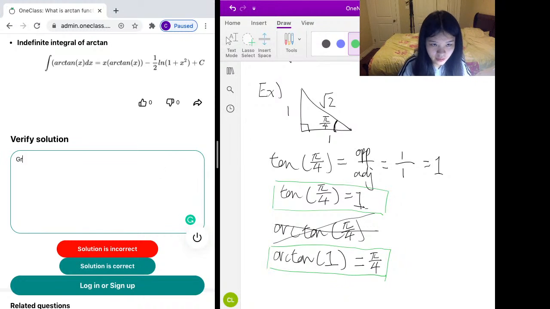Okay, so let's say something like, great job, the solution is correct.